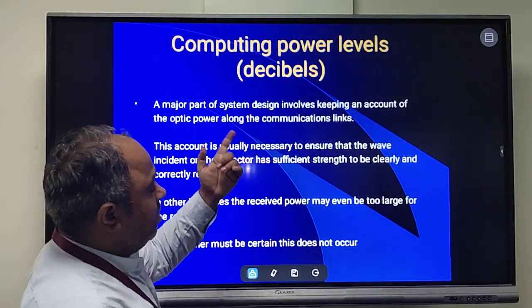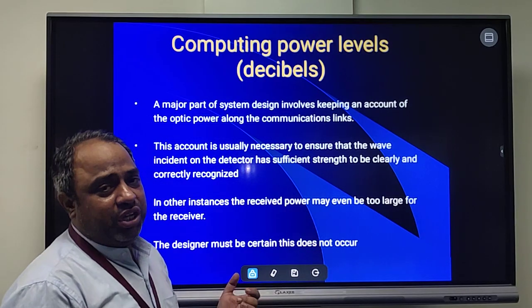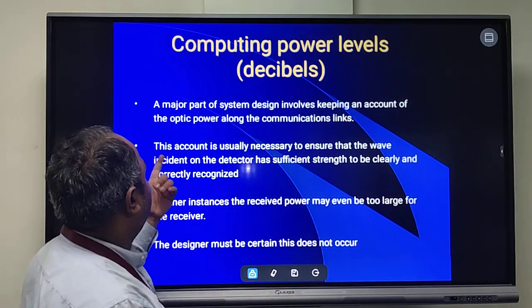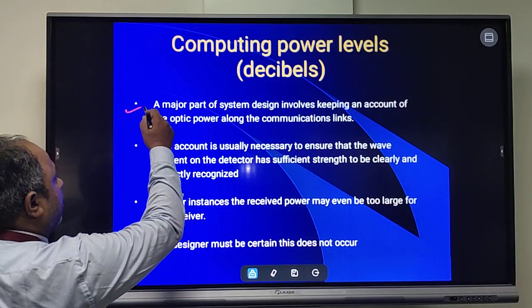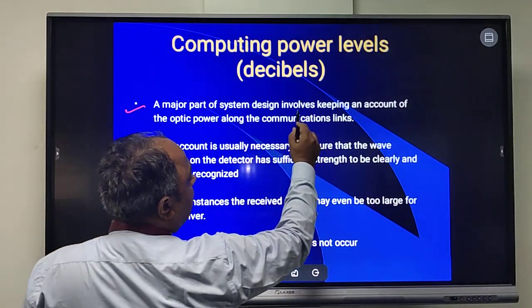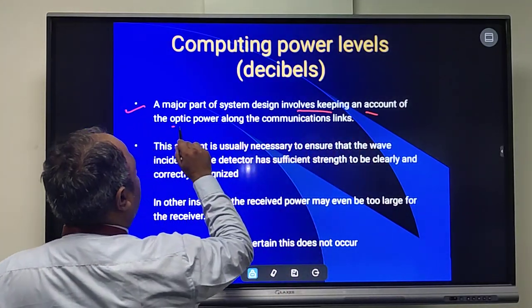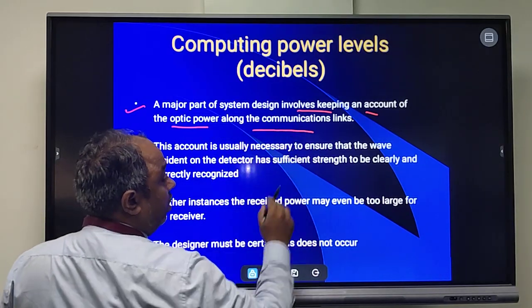Computing power levels in decibels, because the measurement of dB is for the transmission of the data. Now we are talking about the major part: system design involves keeping an account of optical power along the communication links.